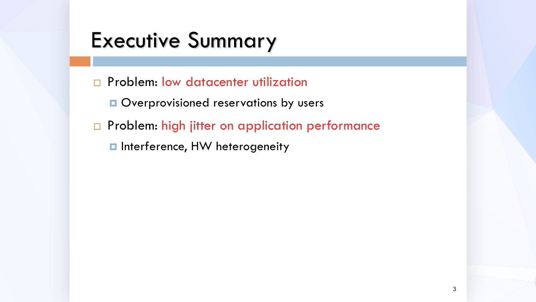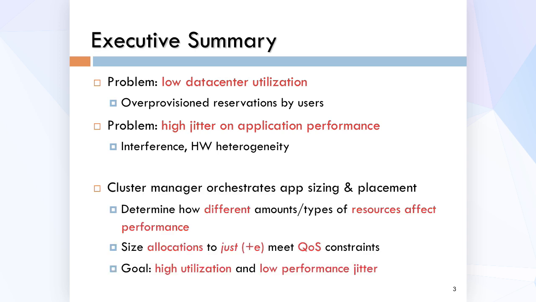So what I want to talk about today is how the cluster manager, which is the system that orchestrates where applications get placed and how they're sized in a large cluster, can determine how different amounts and types of resources will affect the performance of each incoming application, and take those resource preferences and resource needs into account to size the allocations more tightly so that we don't have the over-provisioning problem. And do that while still maintaining the quality of service constraints that data center applications have.